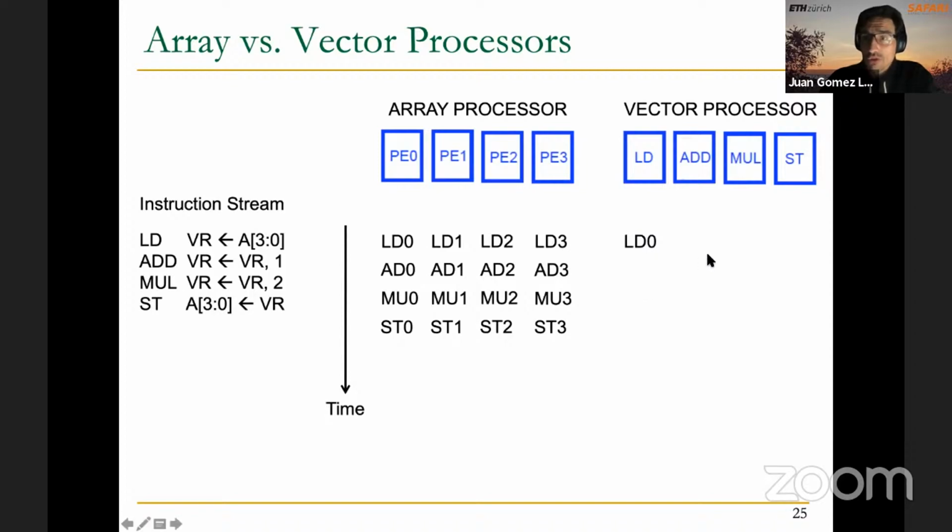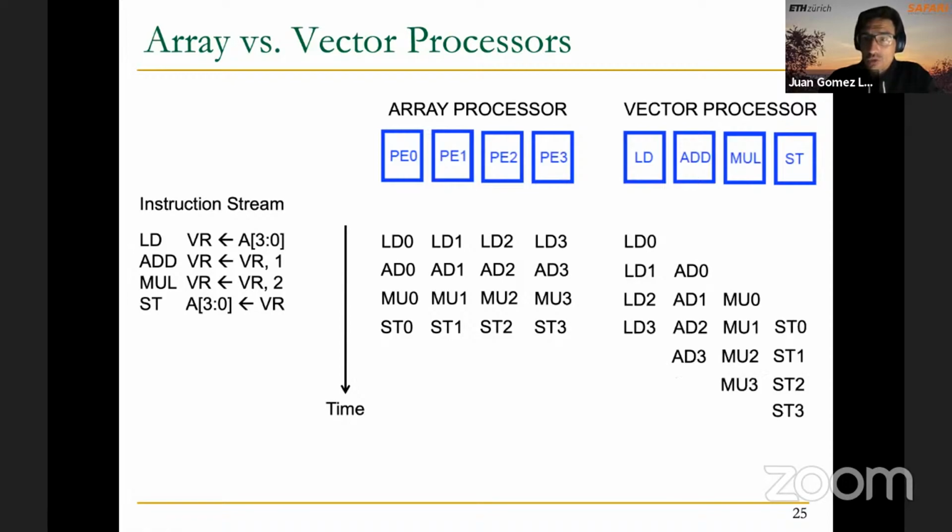However, in the vector processor, because we have 4 processing elements and each of them is specialized, what we are going to do is load first element 0, and then we can load element 1. Right after having loaded element 0 in the corresponding part of the vector register, we can start with the addition, and then we load element 2, we add for element 1, and we multiply for element 0, and so on. And this way we create this pipeline of instructions in each of the individual processing elements.